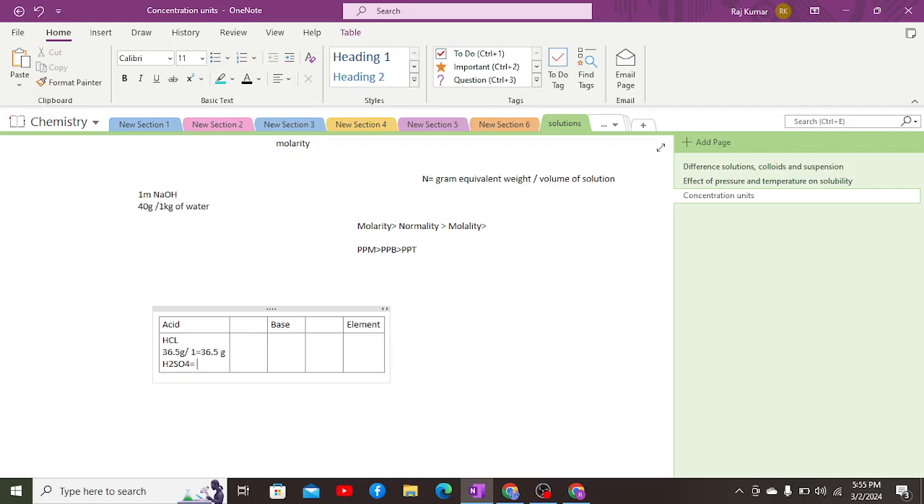After that, if we talk about H2SO4, H2SO4 has its gram equivalent weight as follows: its molar mass is 98 gram divided by the number of hydrogen ions, 2, due to which it becomes 49. So in this way, this will be the gram equivalent mass.